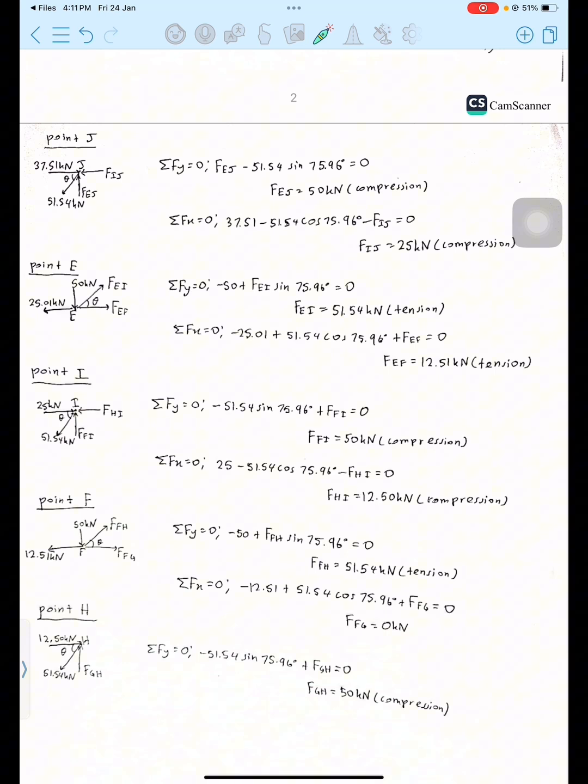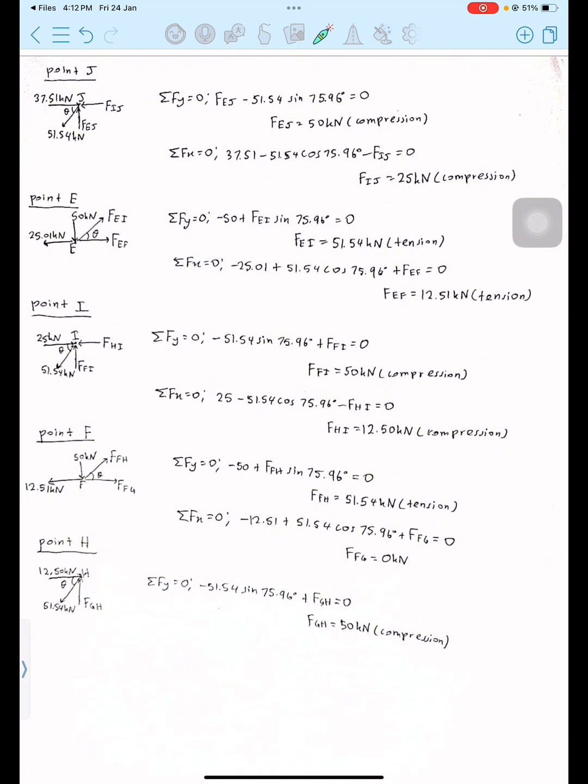So the summation Fy equals 0. FEJ minus 51.54 sin 75.96 equals 0. The answer for FEJ is 50 kilonewton, and it is compression. For summation Fs equals 0, it will be 37.51 minus 51.54 cos 75.96 and minus FIJ equals 0. The answer will be FIJ equals 25 kilonewton, and it is still compression.